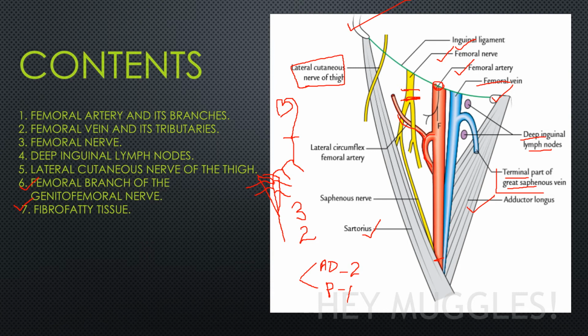Let's revise: femoral artery and its branches, femoral vein and its tributaries, that is your great saphenous vein, femoral nerve, right, deep inguinal lymph nodes. Then we have lateral cutaneous nerve of thigh, which is present most laterally, then femoral branch of genitofemoral nerve, and at last fibrofatty tissue.